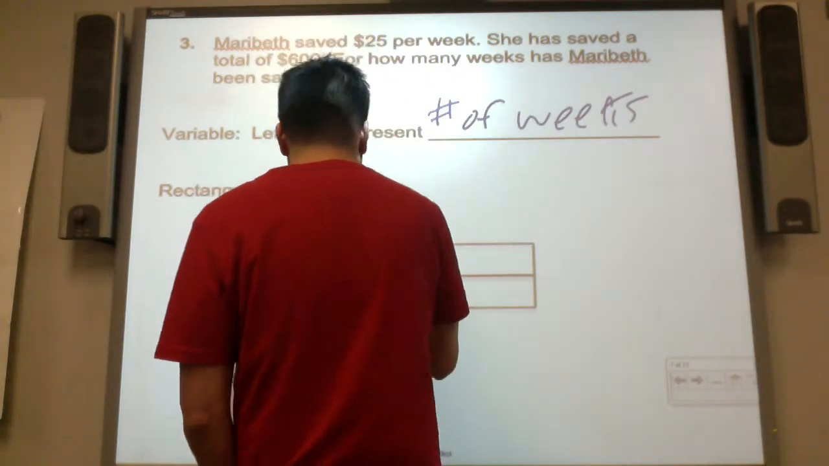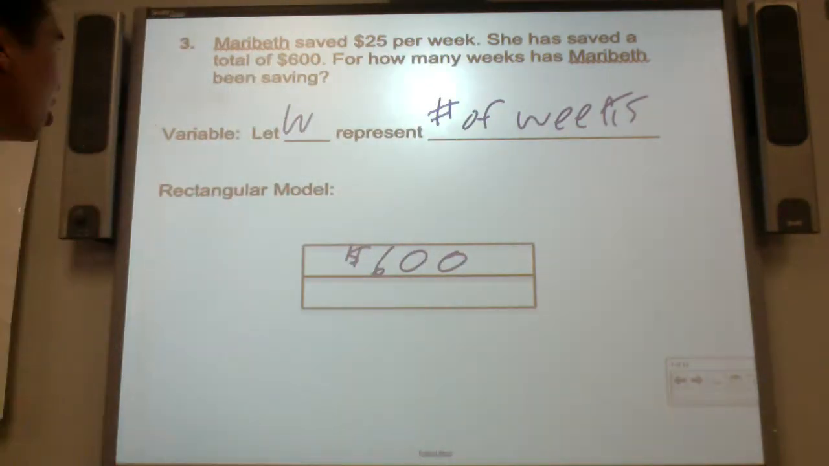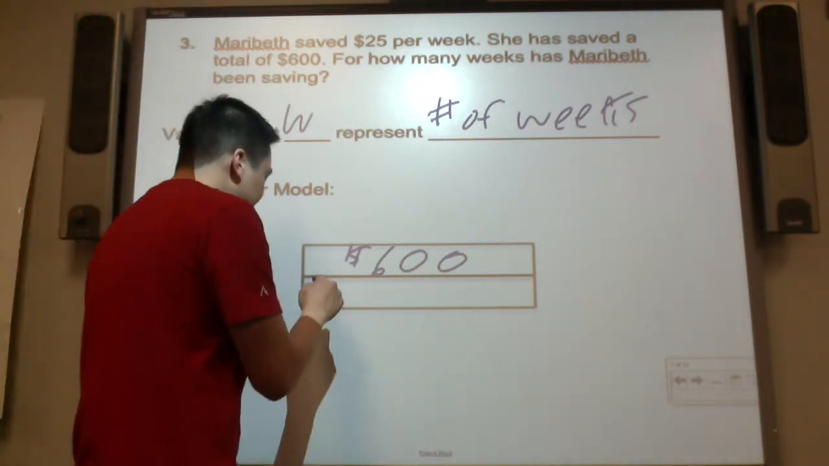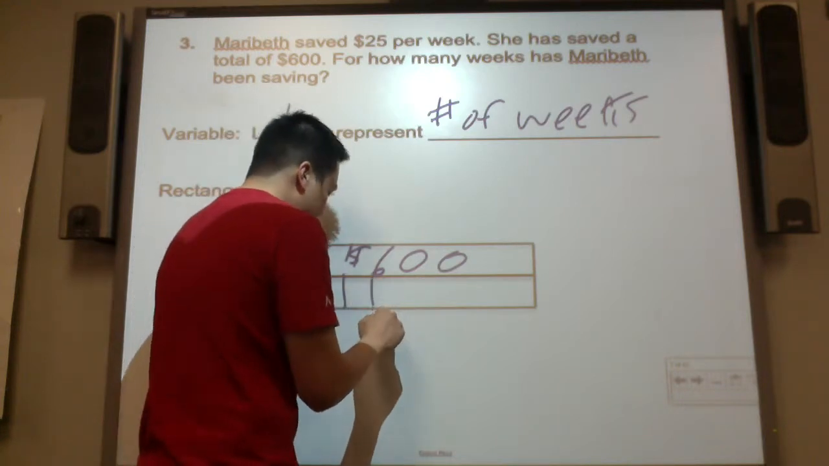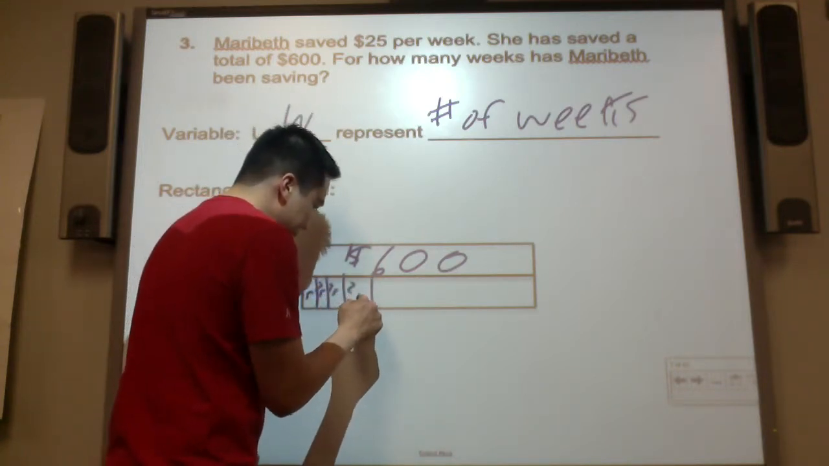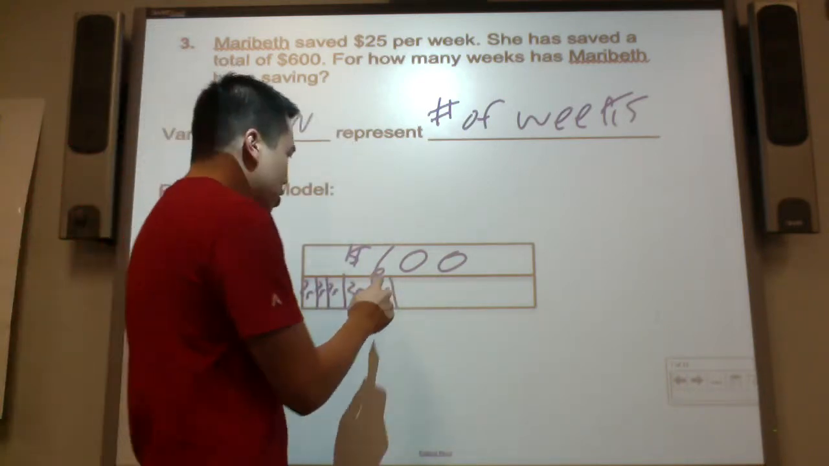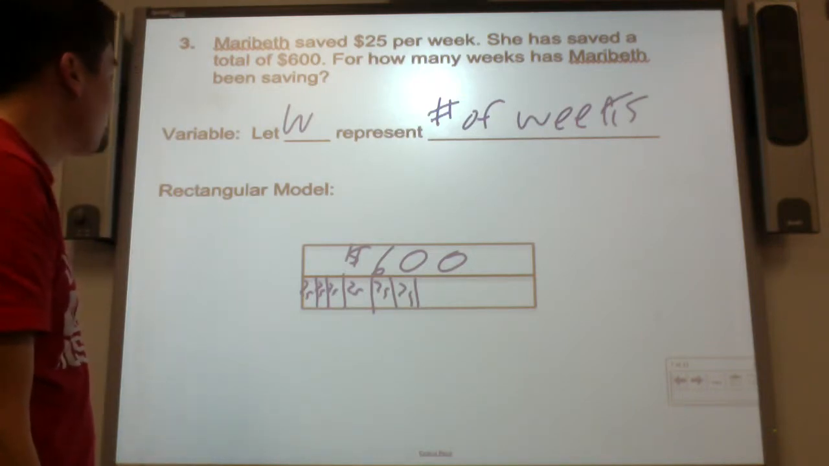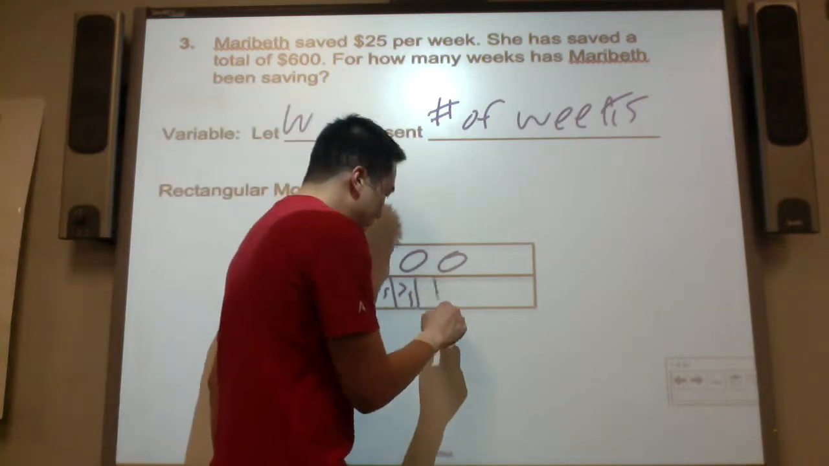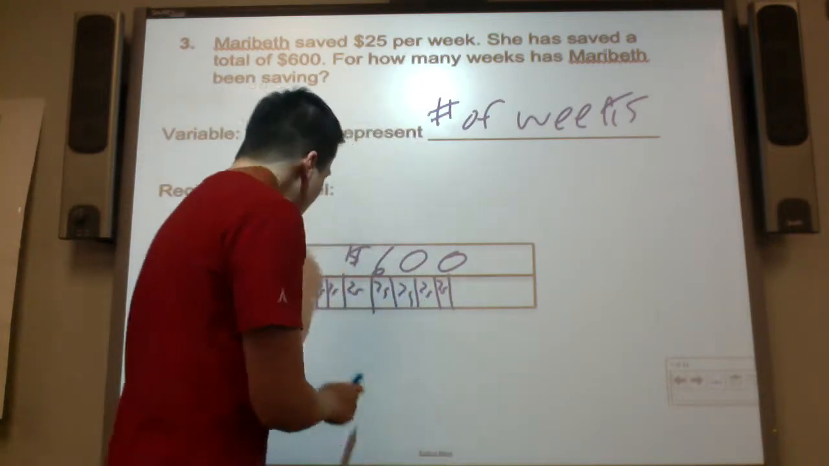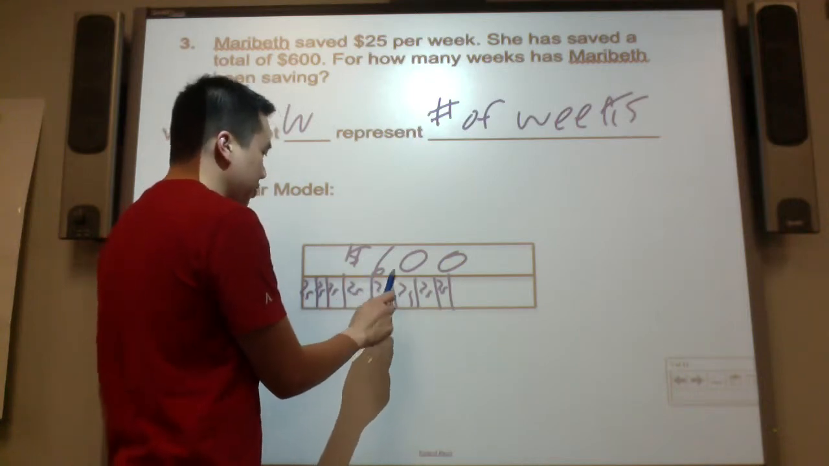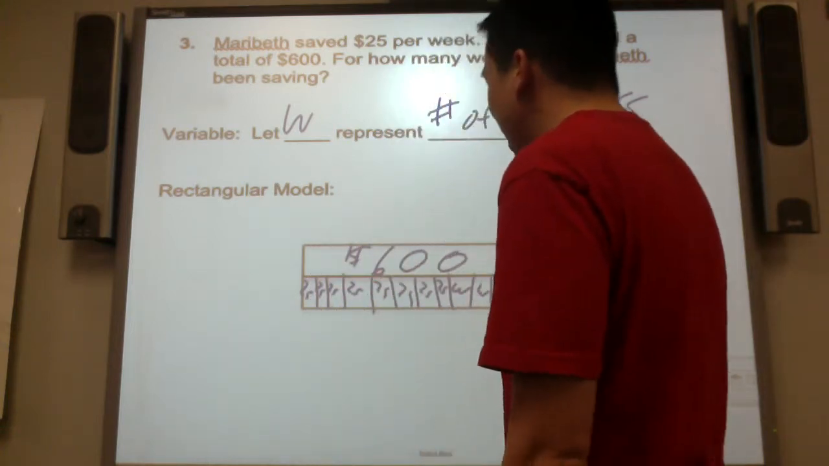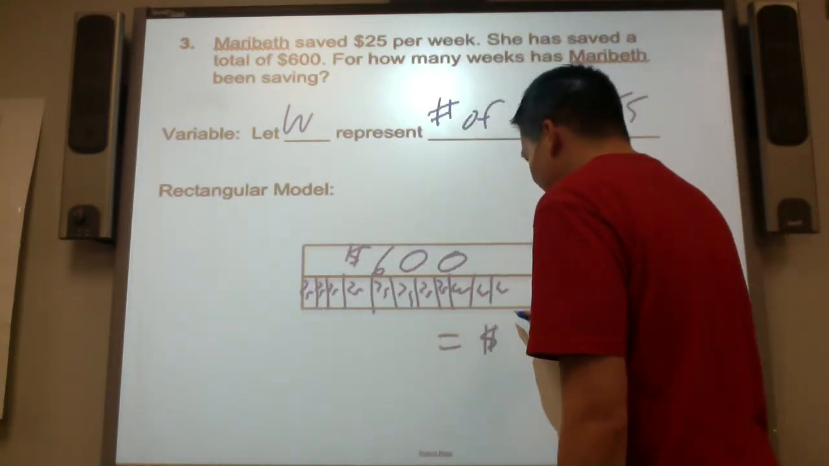So she saved a total of $600. And she saves $25, $25, $25, $25 each week. She saved $25 each week until she reached $600. Is that what it's asking? Let's say Maribeth saved $25 per week. She saved a total of $600. Do we know how many weeks? So each week she saved 25, 25, 25, and we keep on doing it over. So we do not know the number of weeks. So we know it is going to equal $600.